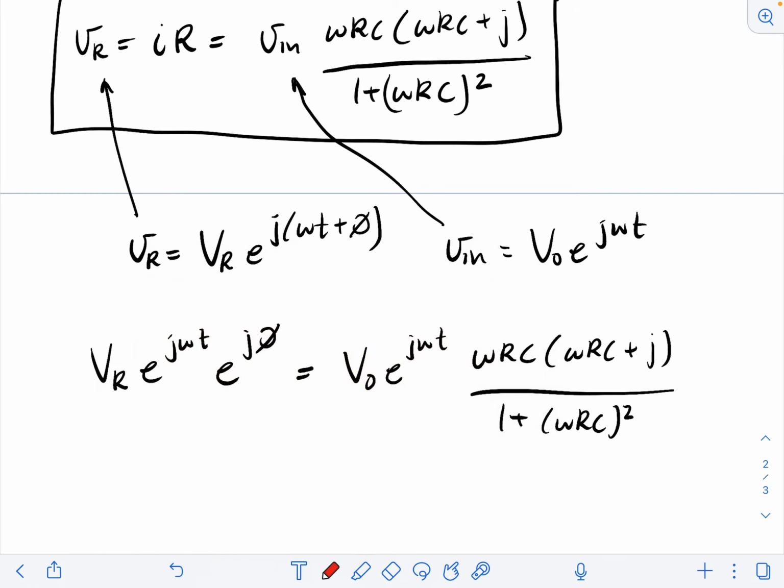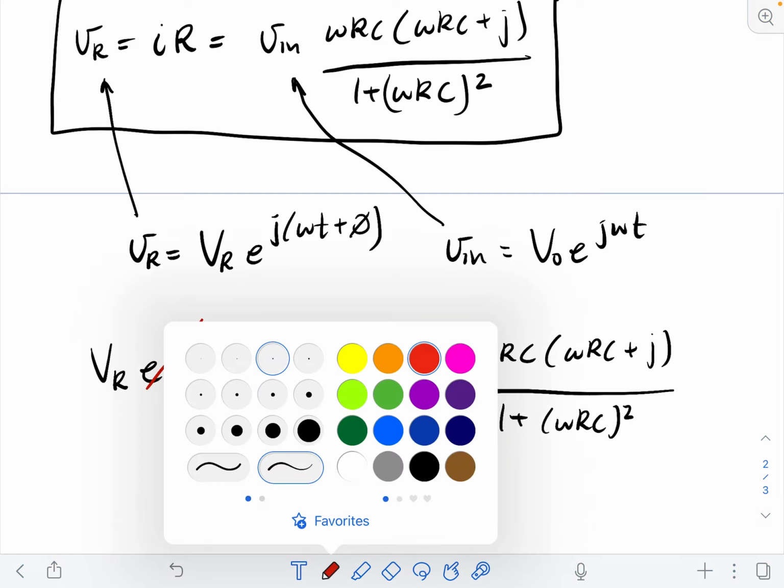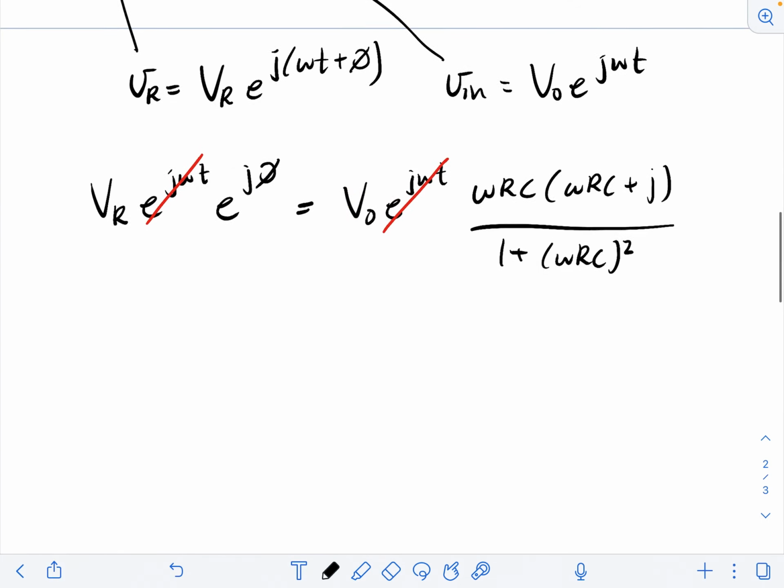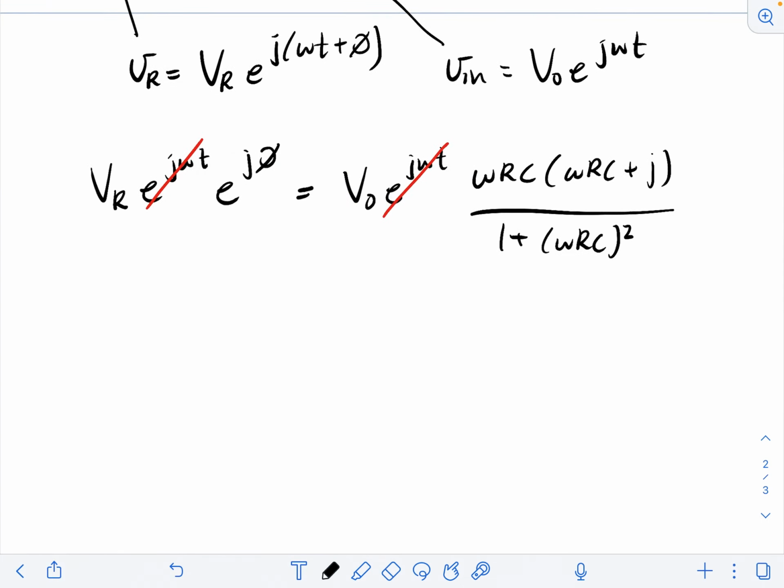The reason that we wrote our signals as complex exponentials is because we can just cancel this factor of e to the j omega t. And so now we have an expression that includes just the amplitudes of our signals, and in the case of the resistor voltage, a phase factor, and it looks like this.